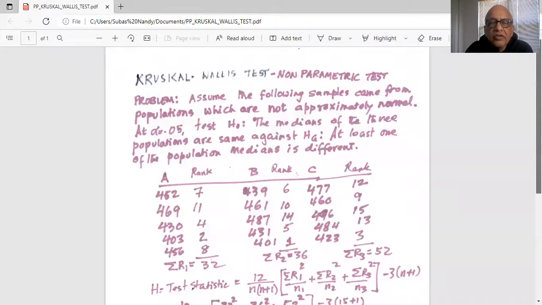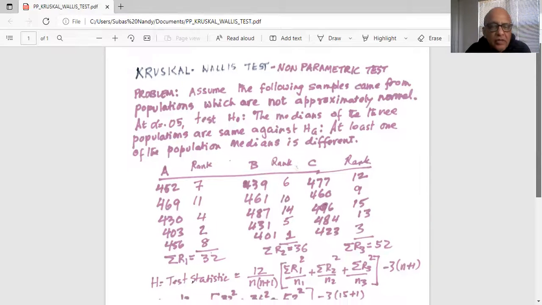So I will share my screen with you. It's a non-parametric test to compare the medians of more than 2 samples coming from more than 2 populations. So the problem is, assume the following samples came from populations which are not approximately normal. At alpha equal to 0.05, test the null hypothesis: the medians of the 3 populations are the same, against the alternate hypothesis, at least one of the population medians is different.